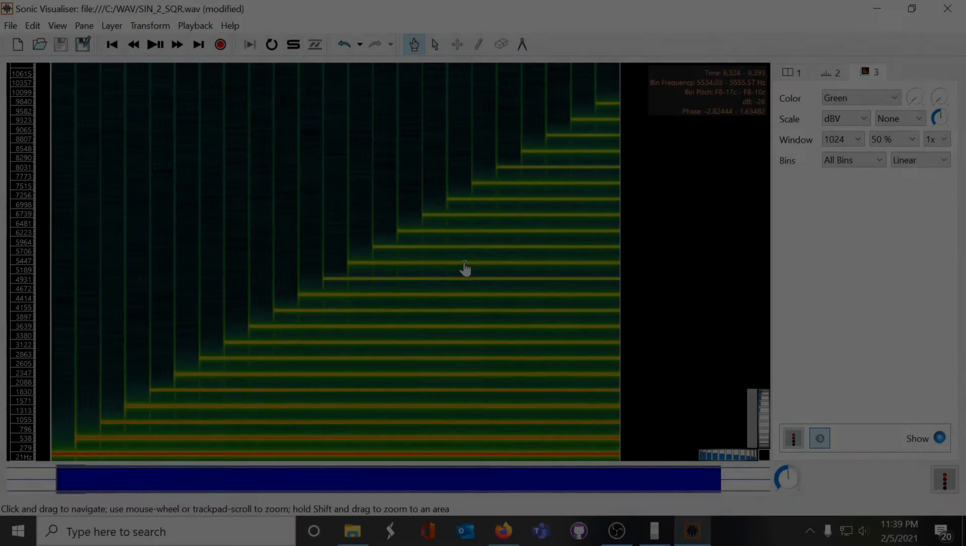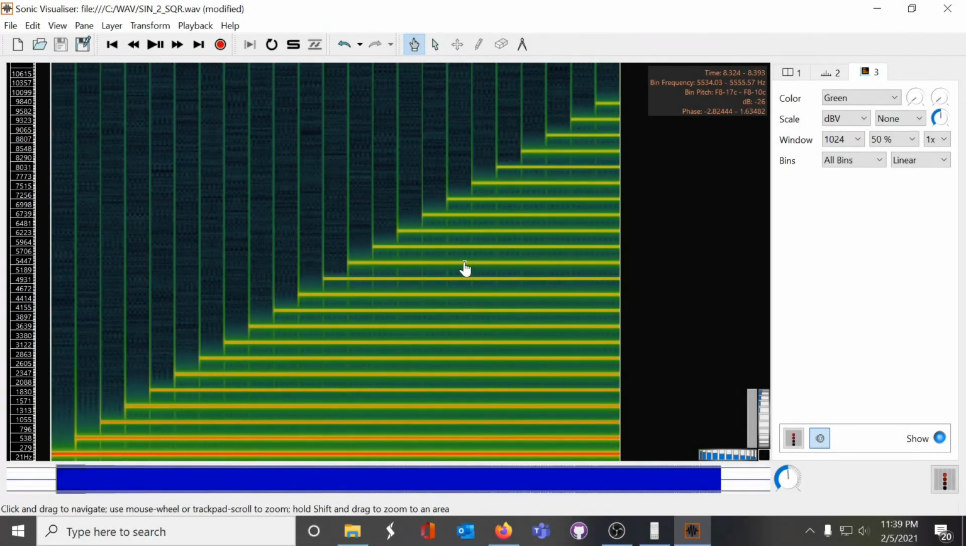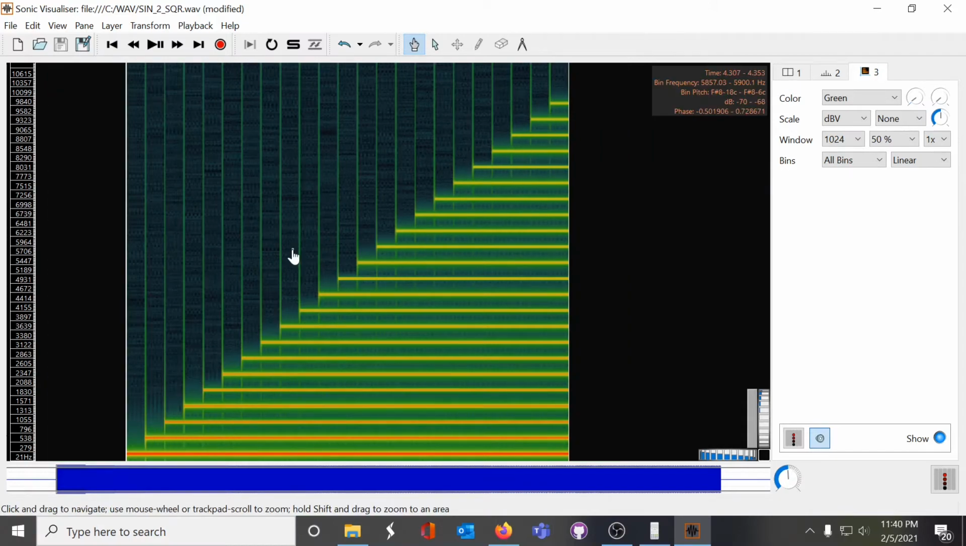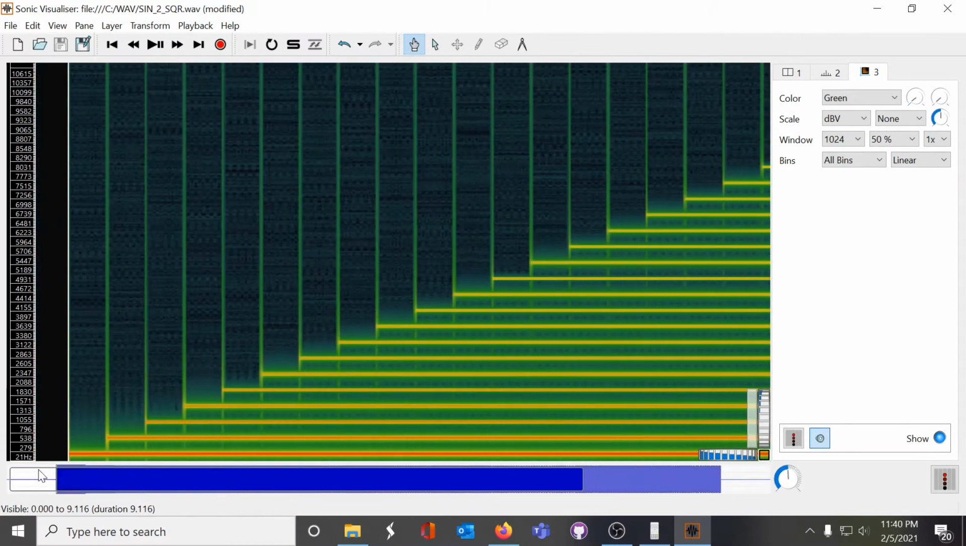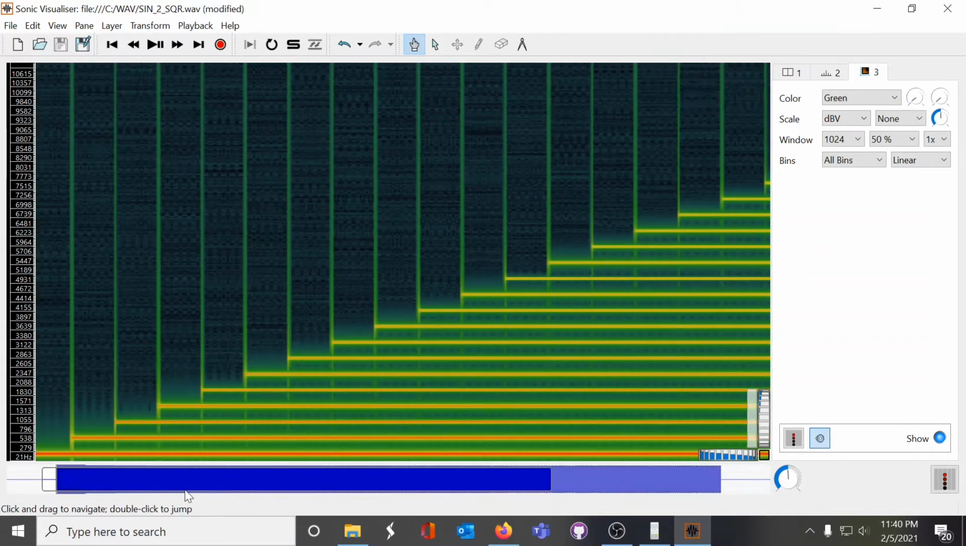This is the spectrogram for our sine wave to square wave conversion. We start out way down in this corner with the fundamental tone, and then every second or so we add another harmonic. So this is the fundamental, third, the fifth, the seventh, the ninth, the 11th, and so on. We're going to play it one more time. See if you can hear when those extra tones are added.